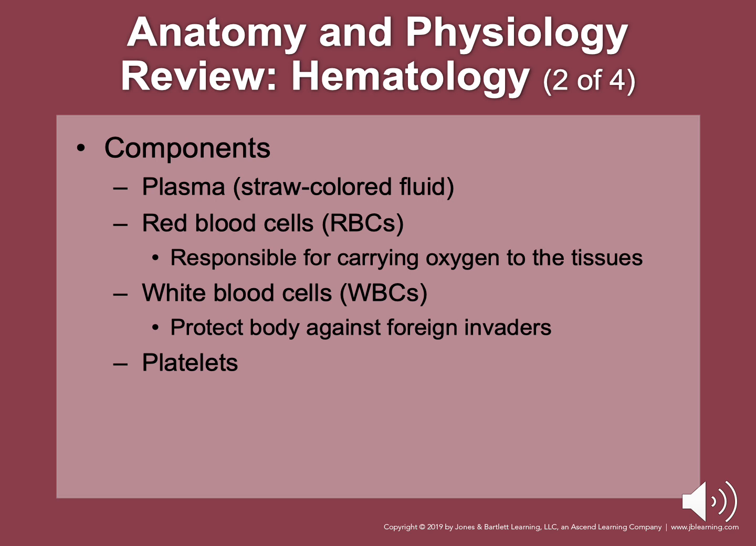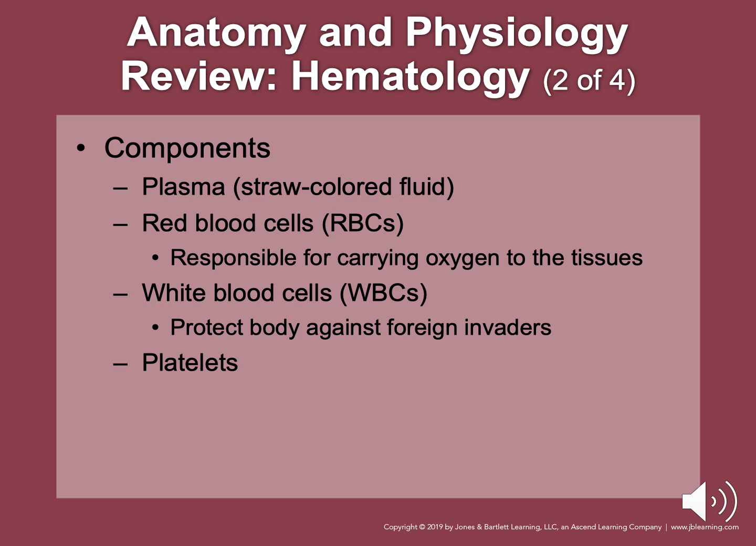Plasma is a straw-colored fluid that is 92% water and 6 to 7% protein. The remainder consists of a variety of other elements, including electrolytes, clot factors, and glucose. It makes up about 55% of the total blood volume.